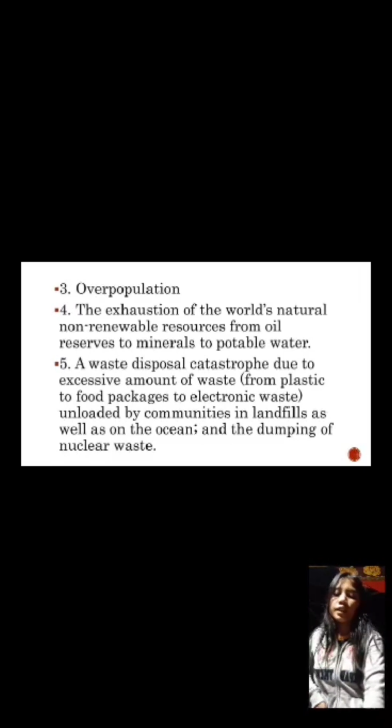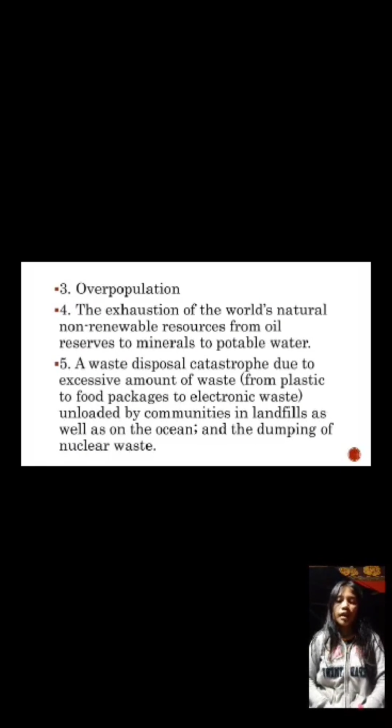And the next one is the damage of million-year-old ecosystems and biodiversity loss, such as coral reef destruction and extensive deforestation, resulting in the extinction of certain species and decrease in the number of others.